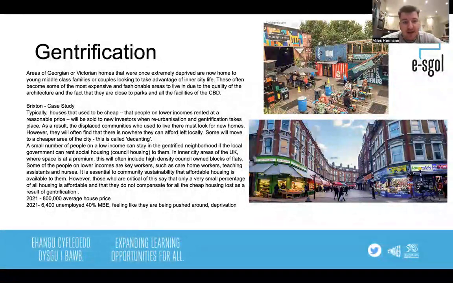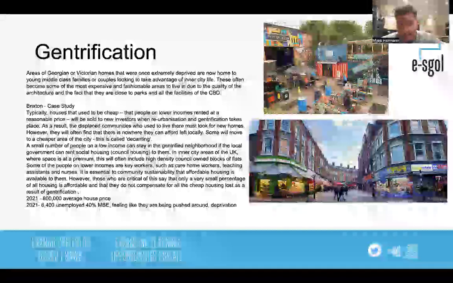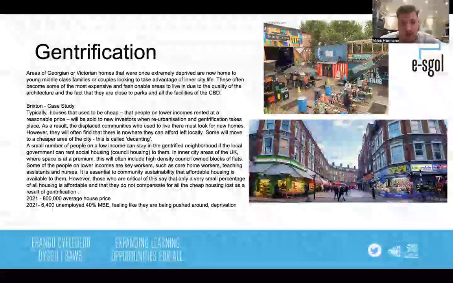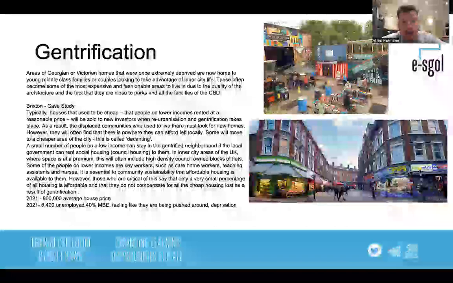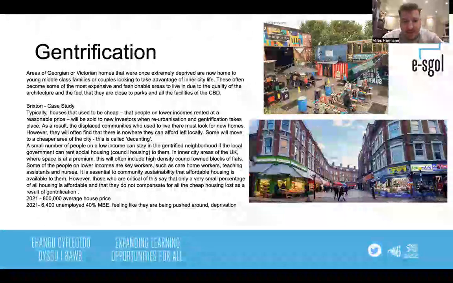This is now becoming one of the most expensive and fashionable areas to live in, and we are going to look at, in particular, Brixton in London. Typically, houses that used to be cheap, that lower income families rented for a reasonable price, are now being sold to investors. These investors are redeveloping them, and gentrification is now taking place.